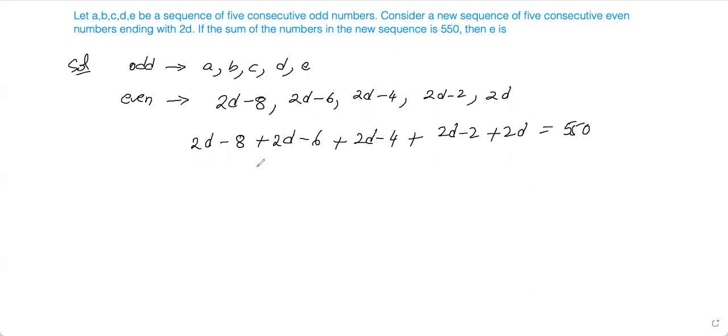Now, this is 2D multiplied 5 times, which is 10D, and this is minus 20, which is 550. So we get D as 57. Now, in the given question, E is asked. So if you look at here, E will be 59.